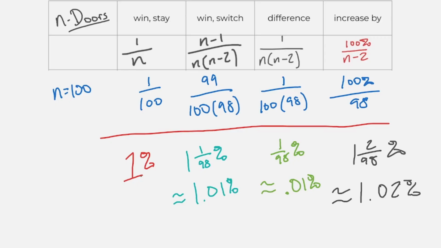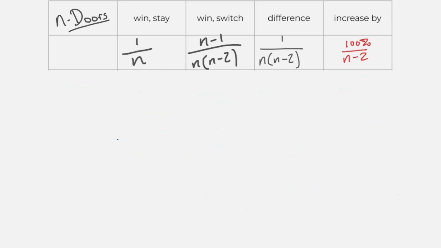And so this really lines up with what we were saying before, right? We have that 1% at the start, and then if we switch, we have a very slightly higher chance, and that's an increase of this much, or an increase by about 1%. A very small increase if we switch. Okay, that's all for now.